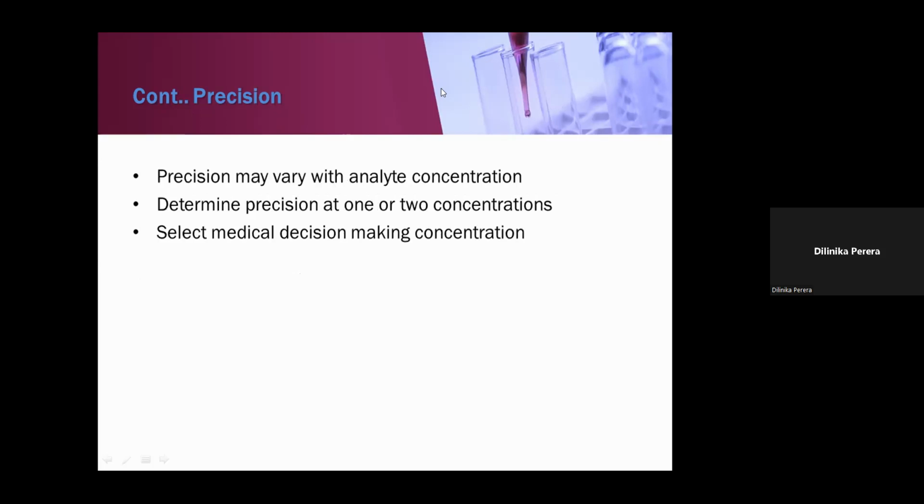Precision may vary with analyte concentration, so it is important to find out the precision at at least one or two concentrations. When you are going to do precision testing, select the medical decision-making concentration. That is important. We need to find how imprecise this technique is when you're using it at the medical decision-making concentrations.